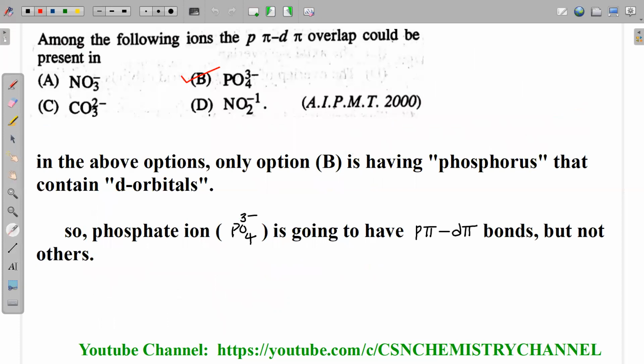Next question. Among the following ions, the p pi d pi overlap could be present in which one? P pi means there should be the presence of p orbitals. D pi is indicating there should be the presence of d orbitals.